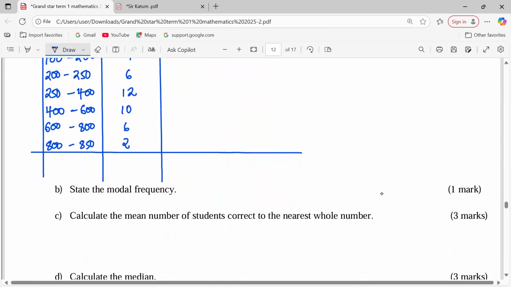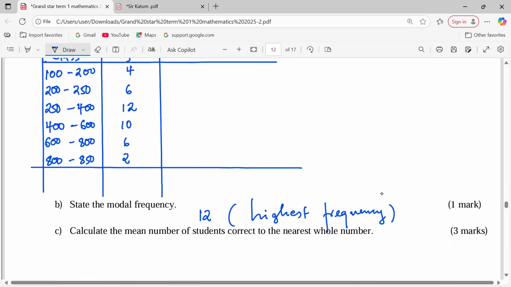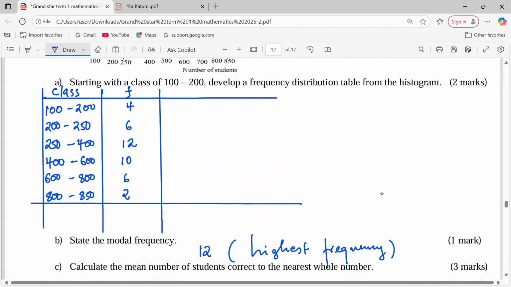We can proceed to the other questions. State the mode of frequency. Mode of frequency is 12. The mode of frequency is the highest frequency recorded in a given set. Sometimes you'll be told to state the modal class, and you state the class bearing the highest frequency, but now we just want the frequency itself, which is exactly 12.